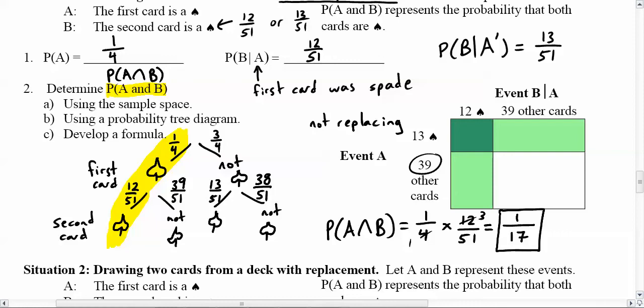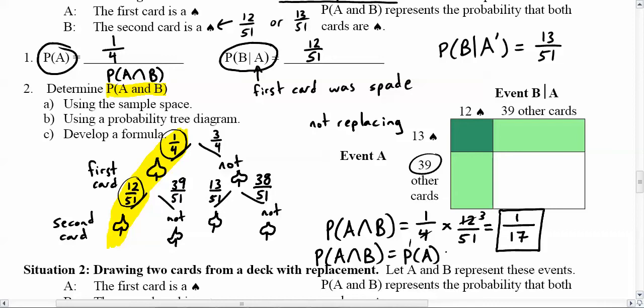And now you can see the relationship between what we did here and what we did up here. 1 out of 4 is just the probability of A. 12 out of 51 is the probability of B if we know that A happened. So in order to find the intersection, we can take the probability of A times the probability of B, given that A already happened. So 1 over 4 is the chance that you get a spade. And 12 out of 51 is the chance that you get a spade if we know the first card is also a spade.